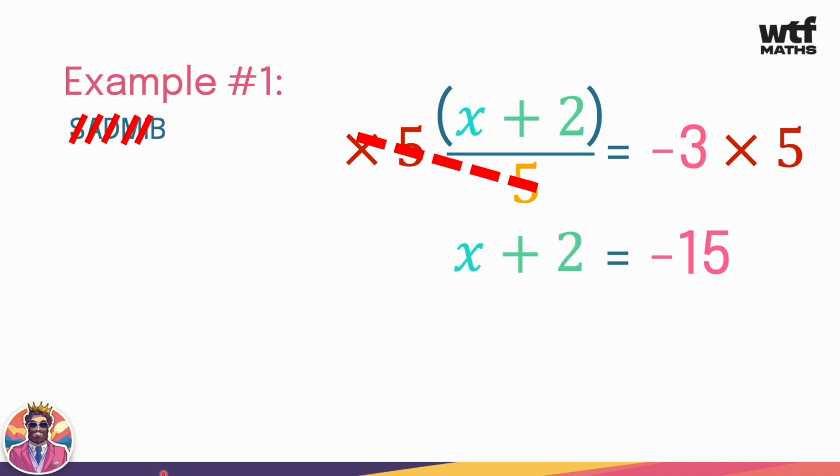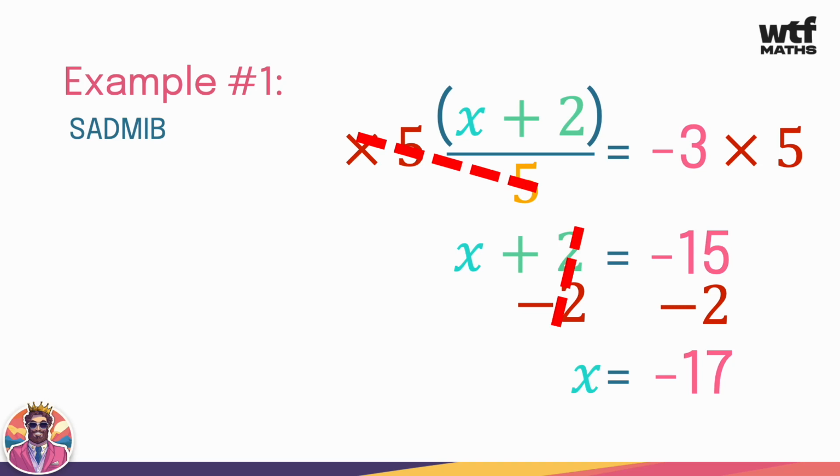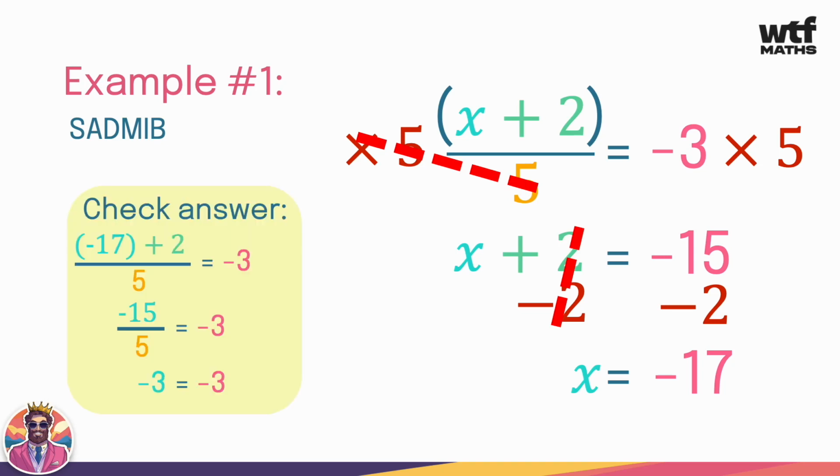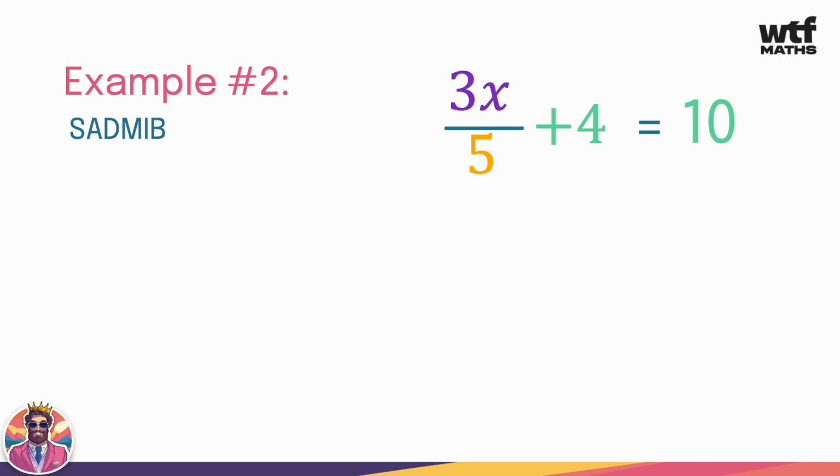Those brackets are just there for safety, to help us and remind us to do the top of the fraction last. So now, all I need to do is follow the steps of SADMIB again. The only thing to get rid of is this plus 2. So I'm going to take 2 from the left, take 2 from the right, and we get our final answer of negative 17. Now we can check our answer on the left just to make sure it's all working fine. By substituting it in, you can see that the left equals the right, so we must have the right answer.